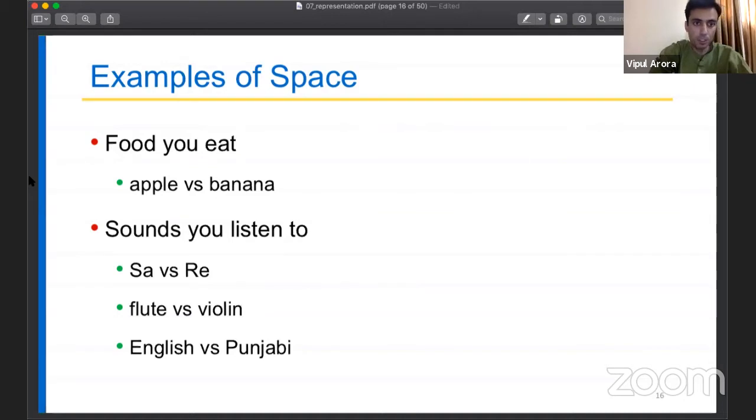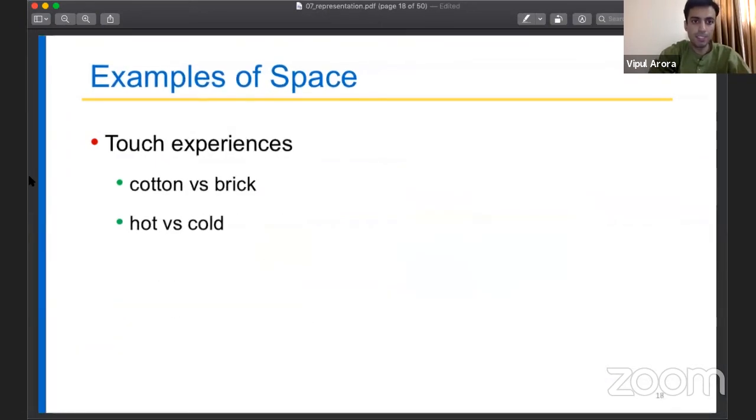Sounds you listen to. Similarly, you can find so many examples: I can play saregama with a violin, or I can play saregama with a flute, I can play saregama, I can sing it. All are the same notes, same music, but the source is different, right? So the space is important.